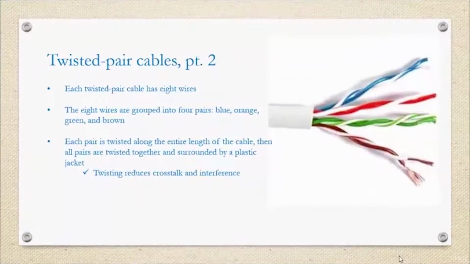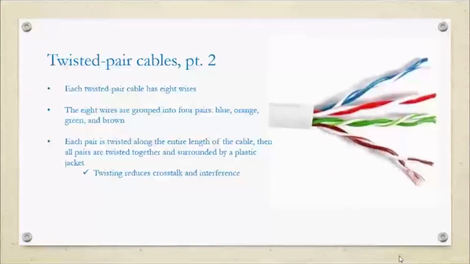Each twisted pair cable has 8 wires, okay? And those wires are grouped into 4 pairs. Now notice here in my example, we have a brown pair, we have a green pair, we have a blue pair, and an orange pair. Notice within each pair, you have one that's solid, and then you have one that's, well, I guess you can call it striped, right? Now each pair is twisted, and that's in order to reduce something we call crosstalk and interference. We then surround all those twisted pairs with a plastic jacket that typically gives us that quintessential blue look that you see on a standard Ethernet cable.